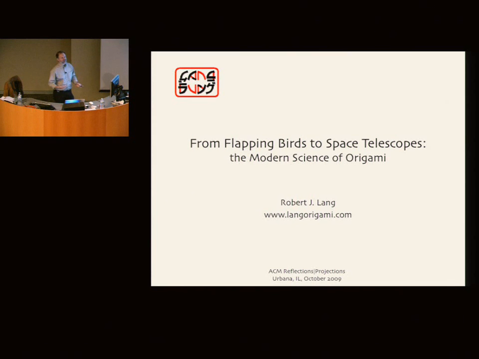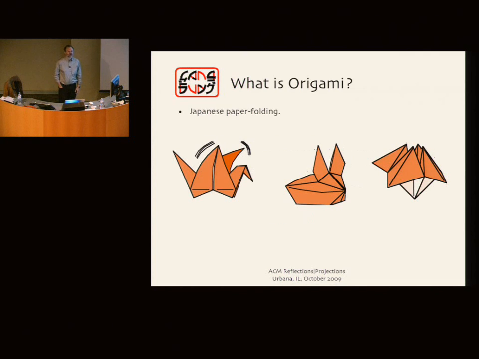But let me start with the easy part. What is this last word, origami? Well, most people have an idea of origami because you did it in school, kindergarten, or fourth grade. You folded cootie catchers and blow-up bunnies and flapping birds. And this is what most people think of when they hear the word origami. It's a Japanese word. It means paper folding. And it's an art form that goes back a very, very long time.